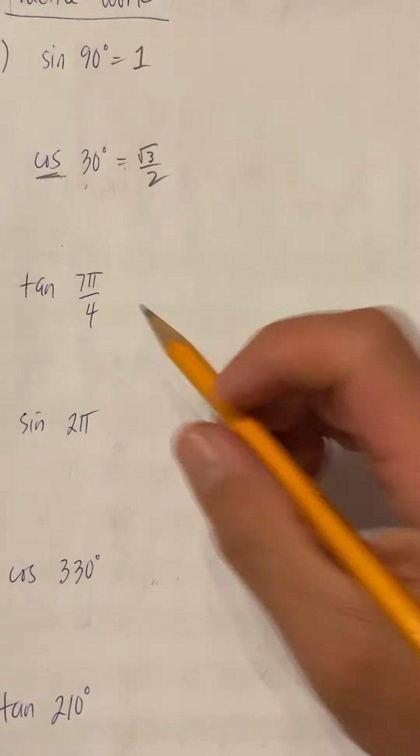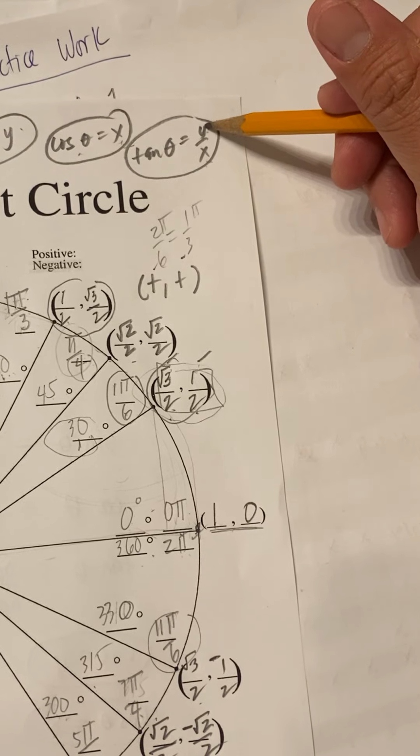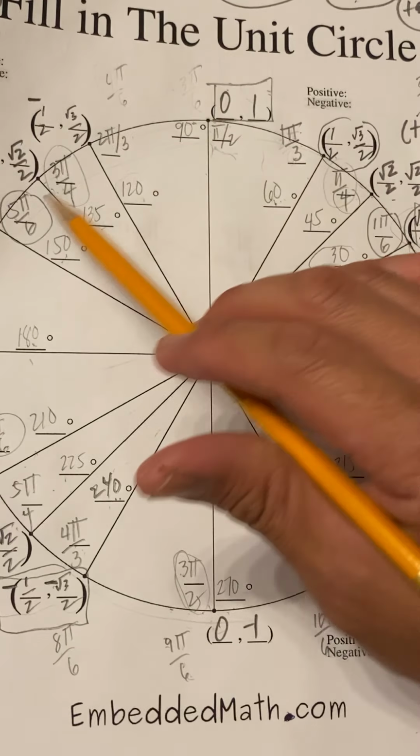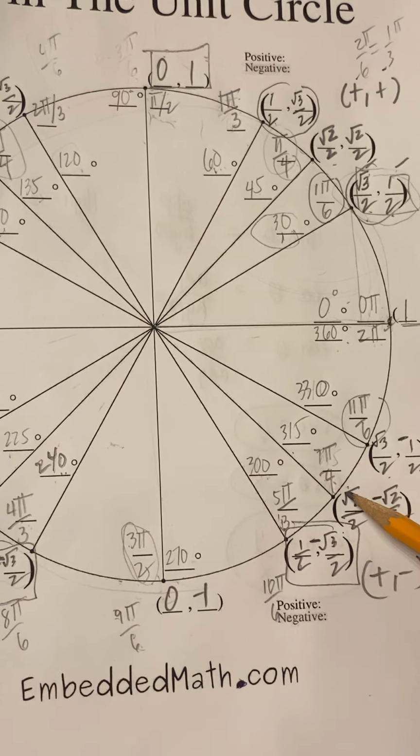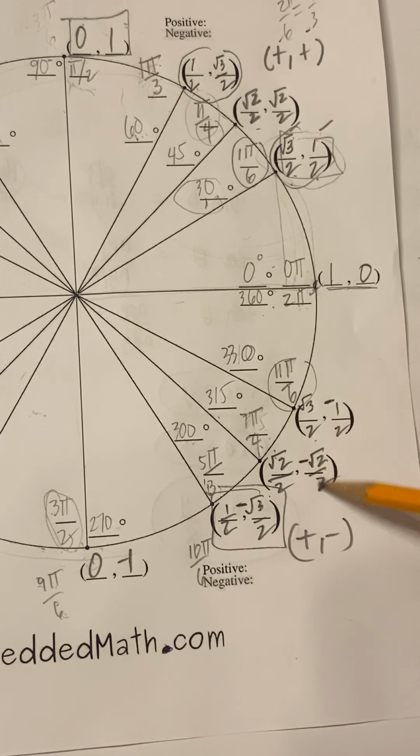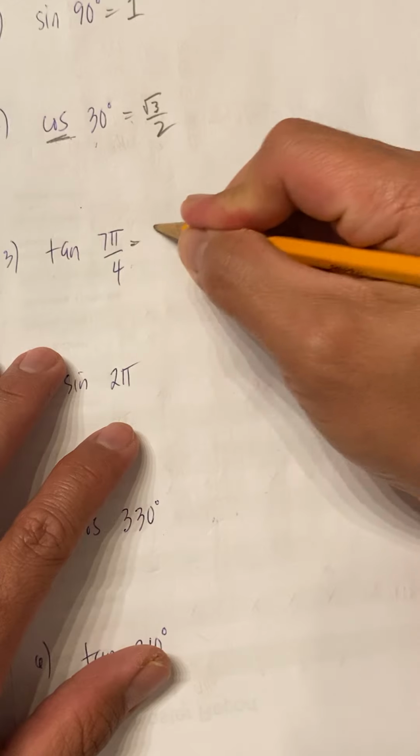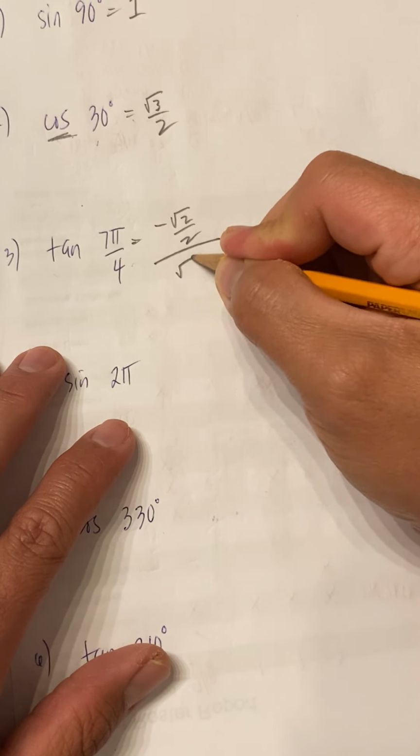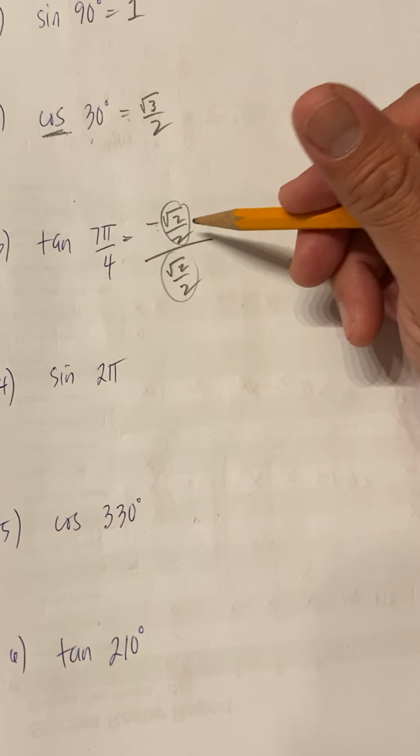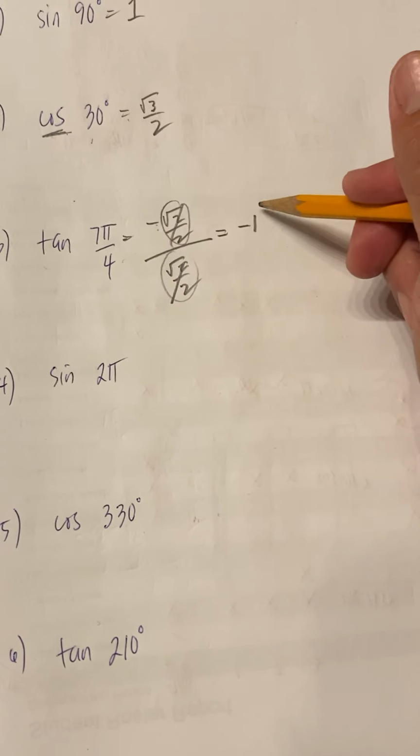Clear? Okay. Tangent. Tangent is, remember, it's y over x. The question is 7 pi over 4. Where's the 7 pi over 4? 7 pi over 4 is right here. 7 pi over 4 is square root of 2 over 2, comma, negative square root of 2 over 2. Y over x. So you're going to divide negative square root of 2 over 2 by square root of 2 over 2. They're the same digit except one is negative. So this will cancel. What's negative 1 divided by 1? It's going to be just negative 1.